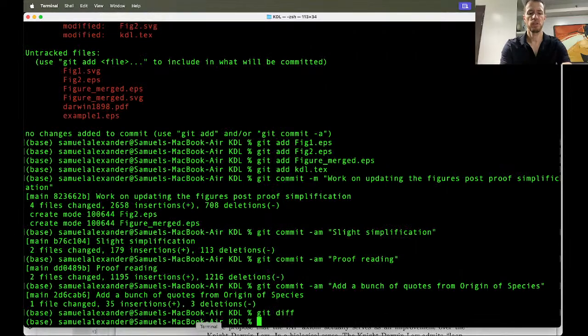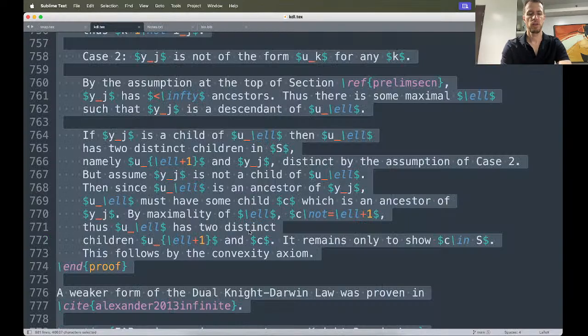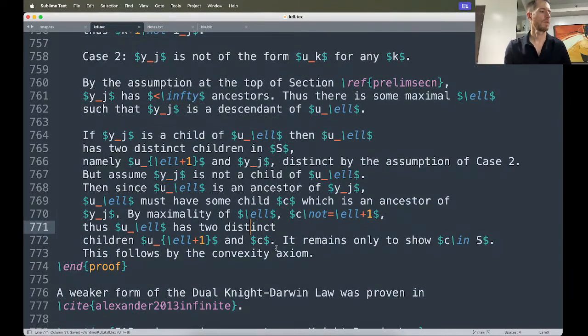Okay, git commit this. Git commit: simplify proof of dual Knight-Darwin law. Great. Okay, I think this paper is pretty good now. I'm gonna let it ferment for a week or two and send it to friends for feedback and comments.